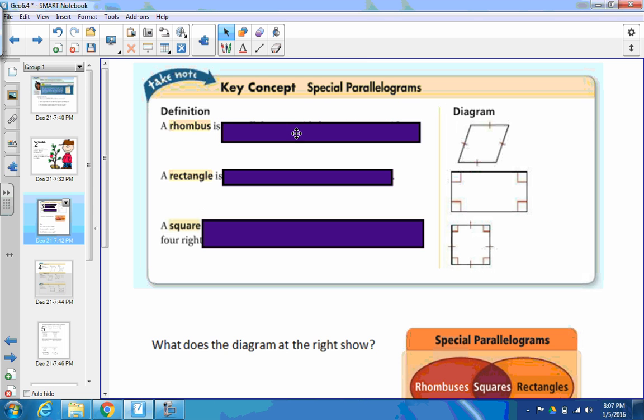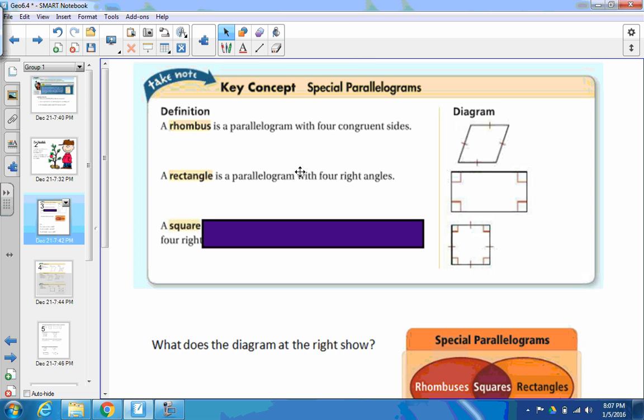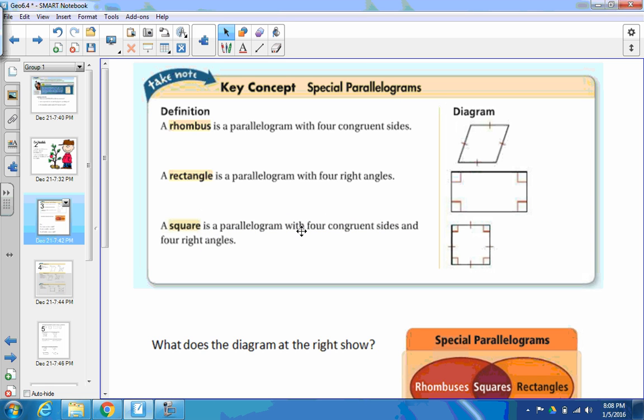For instance, this first one, a rhombus, is a parallelogram with 4 congruent sides. So any parallelogram that has 4 congruent sides would be a rhombus. Alright, a rectangle is a parallelogram with 4 right angles. So it doesn't matter what the side lengths are. They could be congruent, but they just have to have 4 right angles. A square has to have both. A square is a parallelogram with 4 congruent sides and 4 right angles. So it's a combination of the two.